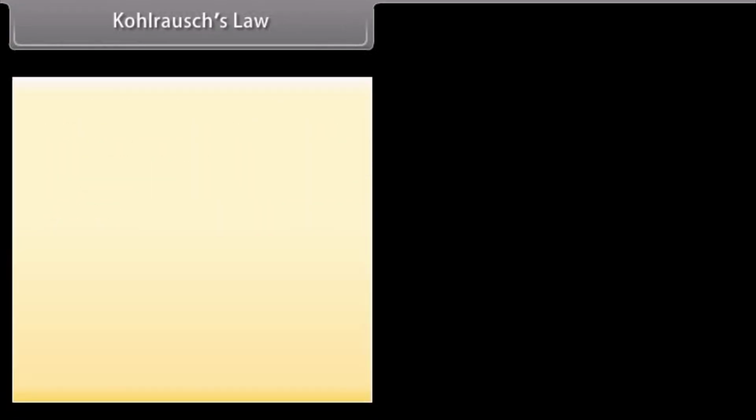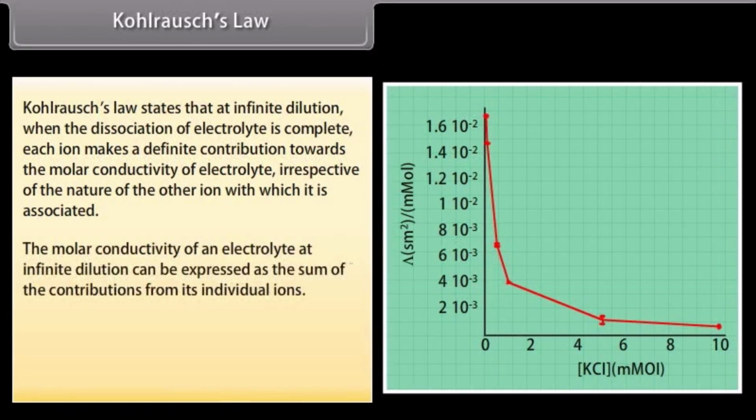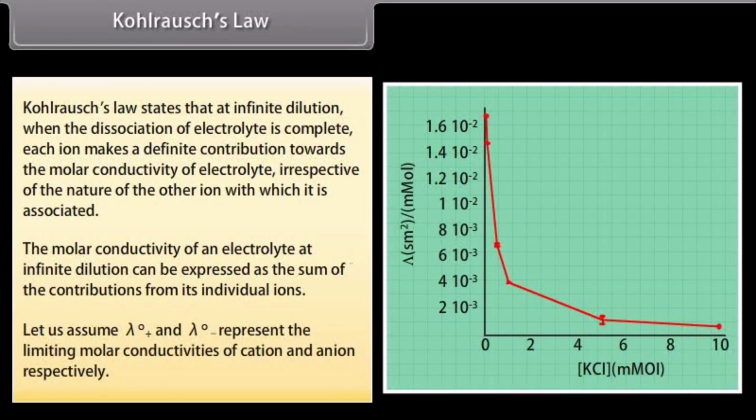Kohlrausch's law. Kohlrausch's law states that at infinite dilution, when the dissociation of electrolyte is complete, each ion makes a definite contribution towards the molar conductivity of the electrolyte, irrespective of the nature of the other ion with which it is associated. The molar conductivity of an electrolyte at infinite dilution can be expressed as the sum of the contributions from the individual ions. Let us assume lambda naught positive and lambda naught negative represent the limiting molar conductivities of cation and anion respectively.